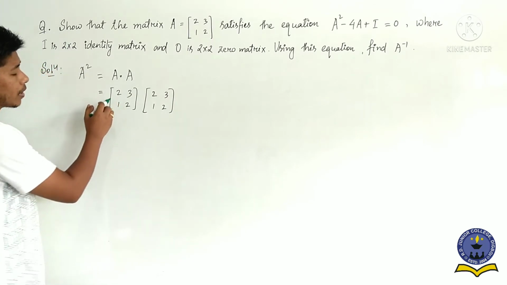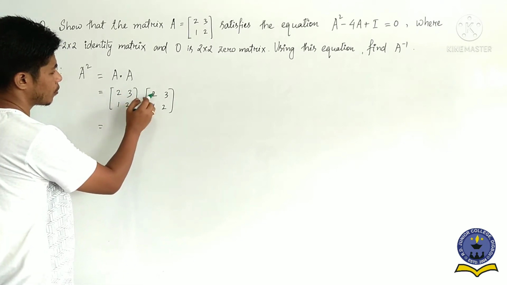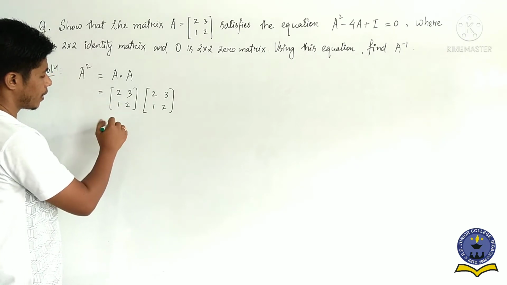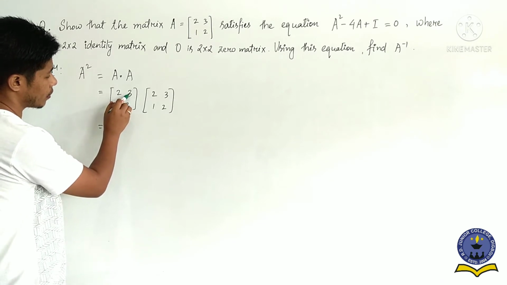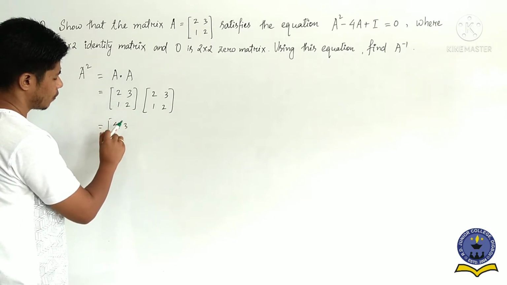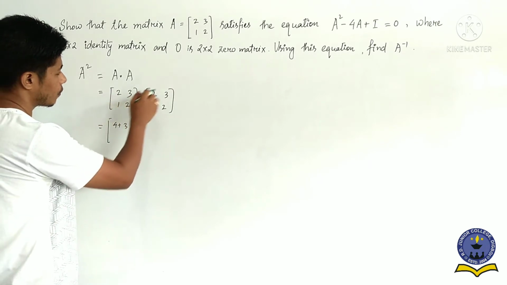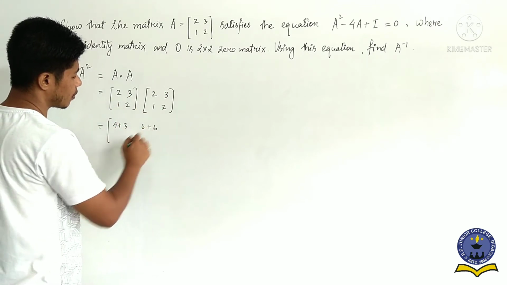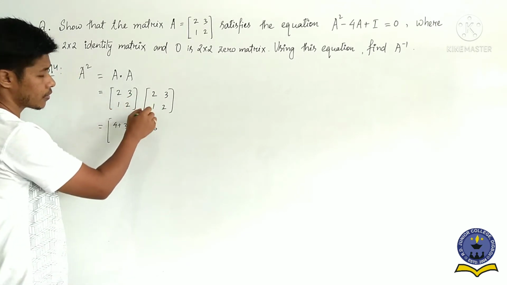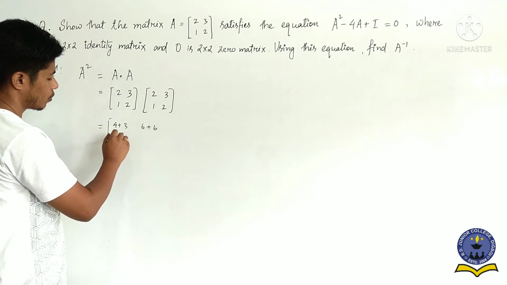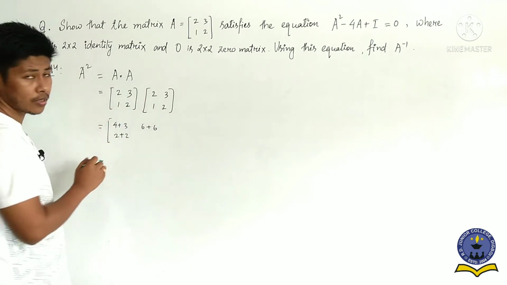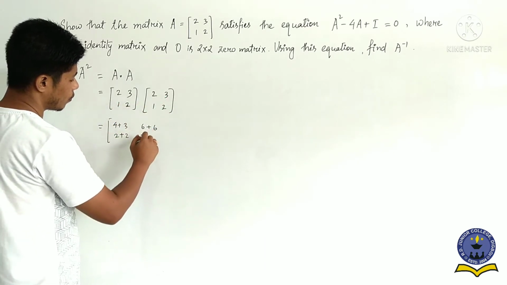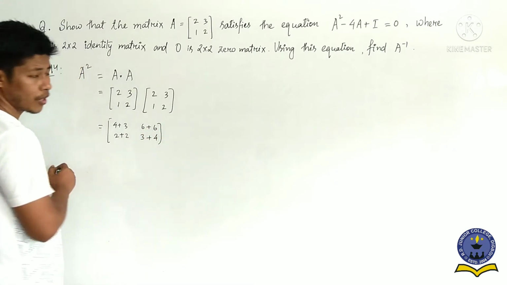We multiply the first row with the first column. That means 2 into 2, which is 4, and 3 into 1, which is 3, so 4 plus 3. Then first row, second column: 2 into 3, that means 6, and 3 into 2, that is also 6. Then second row, first column: 1 into 2, that means 2, plus 2 into 1, that is also 2. Then 1 into 3, that means 3, and 2 into 2, that is 4.